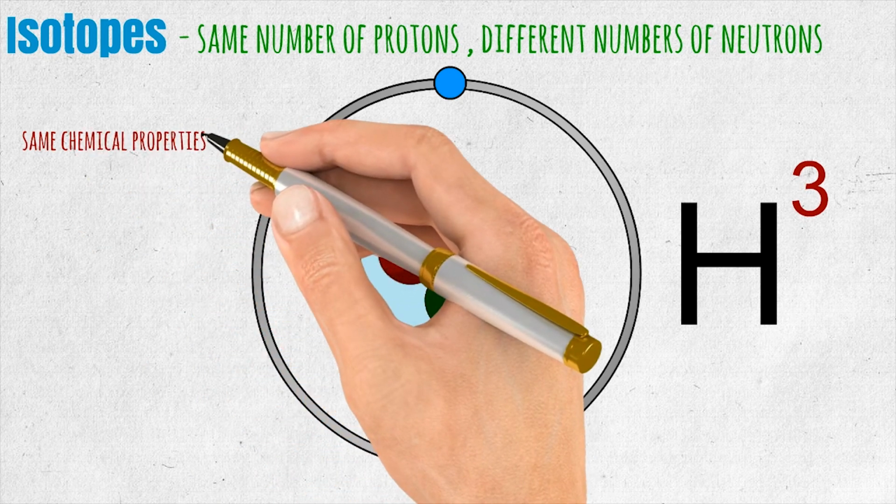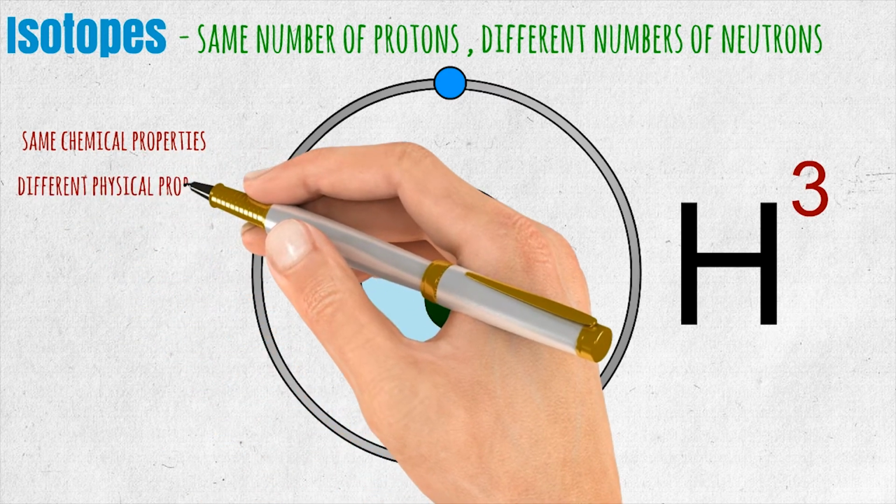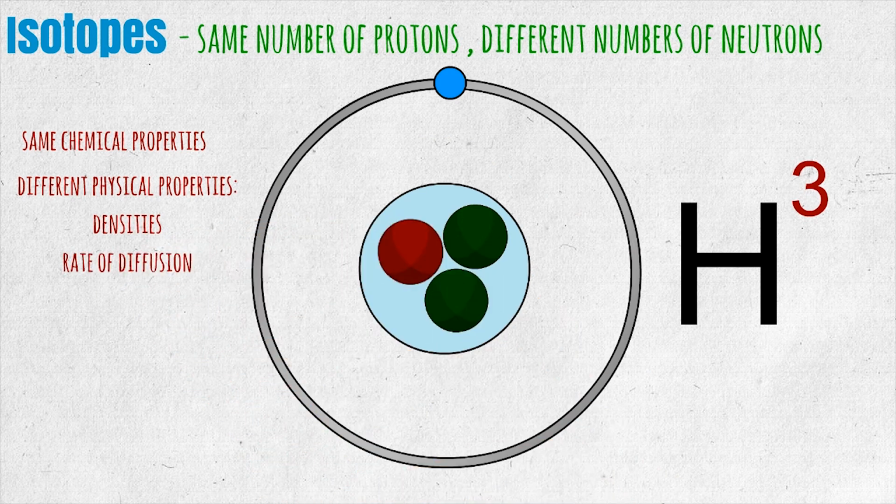The chemical properties of these isotopes will be the same, as chemical properties of an element are dictated by electrons, not the mass of the atom. However, different isotopes can have slightly different physical properties, for example, different densities and rates of diffusion.